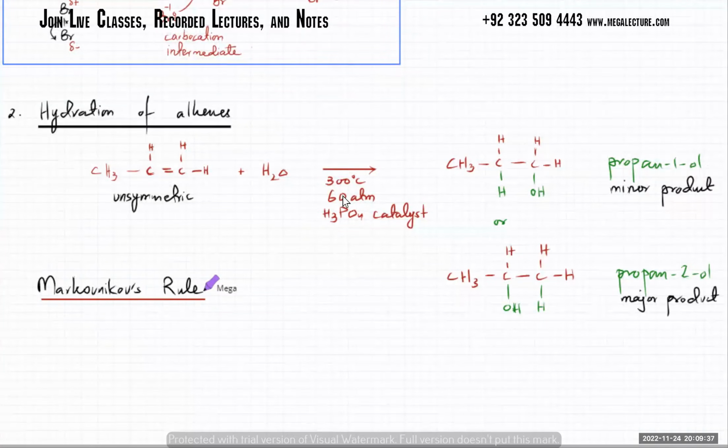Major means that if you have 10 products, 9 of them will be the major product and one of them will be the minor; it's a probability. The major is more likely to be formed. So what's Markovnikov's rule? It's a rule which states that the H likes to be bonded to the carbon in C double bond C which is already bonded to more hydrogen atoms.